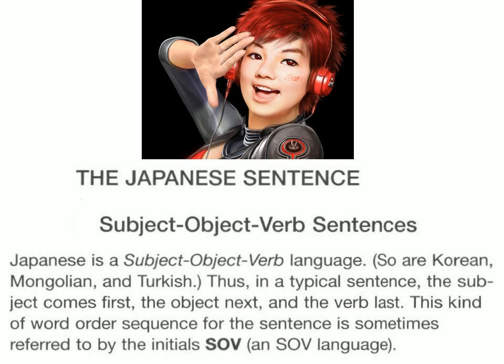Now let's move on to the Japanese sentence. Japanese is a subject-object-verb language. So are Korean, Mongolian, and Turkish. Thus, in a typical sentence, the subject comes first, the object next, and the verb last. This kind of word order sequence for the sentence is sometimes referred to by the initials SOV, once again an SOV language.